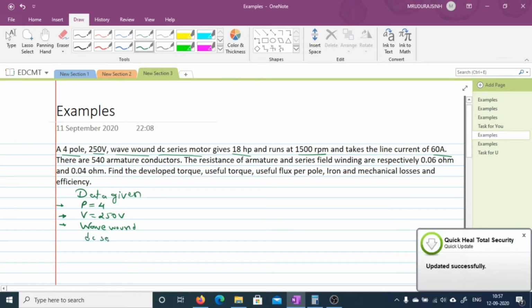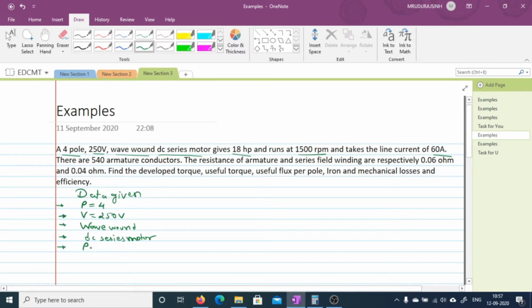DC series motor. Then the output power is 18 HP and this motor runs at 1500 RPM. At that time it takes line current IL, which is 60 ampere.